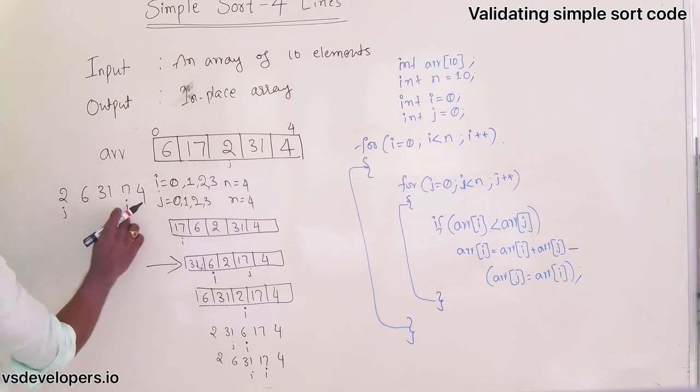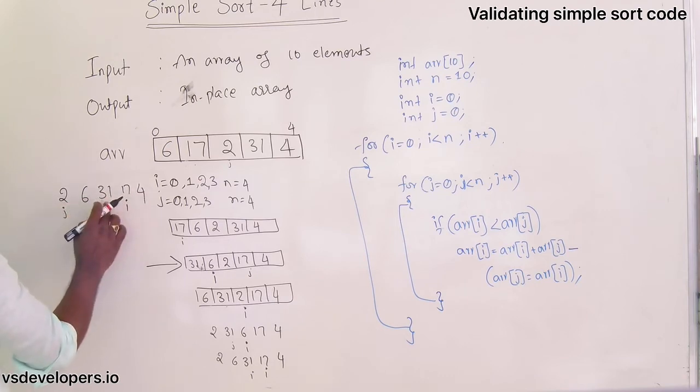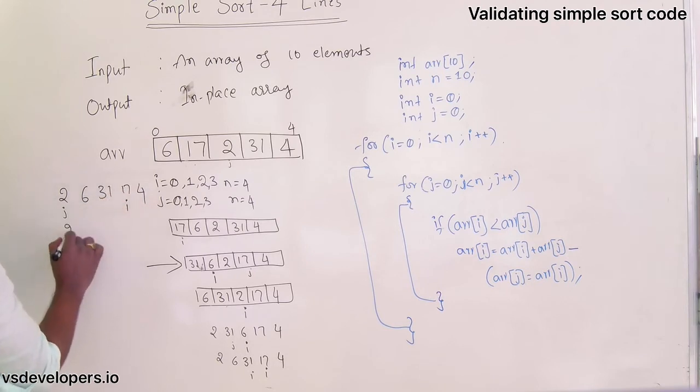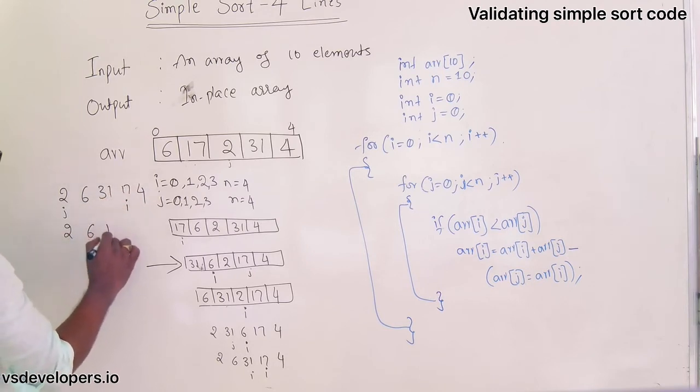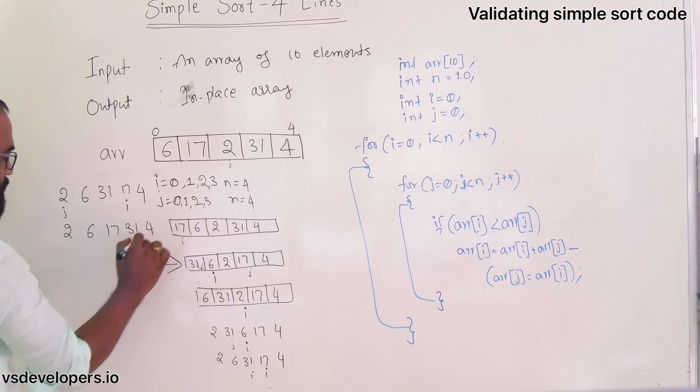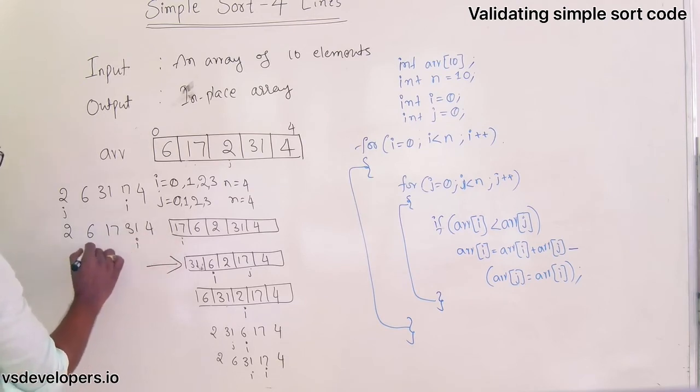So compare. Array of I, 17 less than 2? No. 17 less than 6? No. 17 less than 31? Yes. So swap these two. So your new array would be 2, 6, 17, 31, 4. Your I is still here and j moves here.